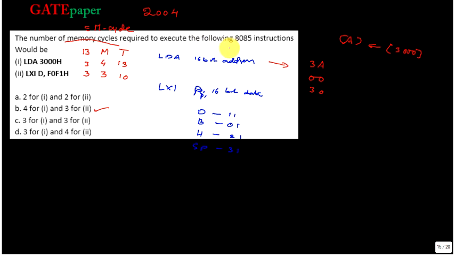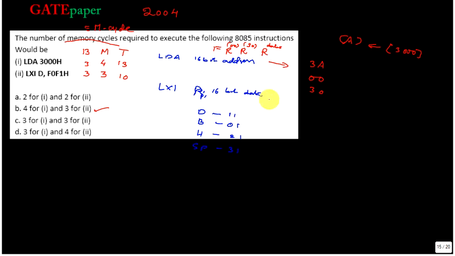First it requires a fetch operation to know what it has to do. The second is a memory read operation to get the lower 8-bit address, and one more memory read operation to get the higher order address. After 2 read operations it knows the entire address, that is 3000. From that it has to get the data, which requires one more read operation. So LDA requires 4 operations: one opcode fetch and the other 3 are memory read cycles.